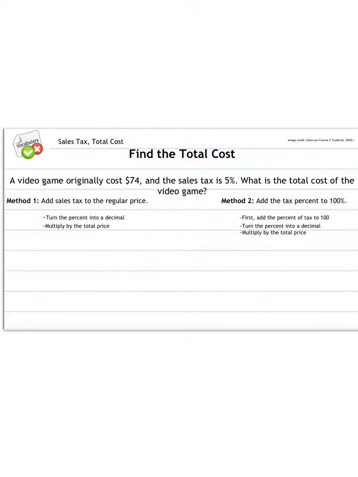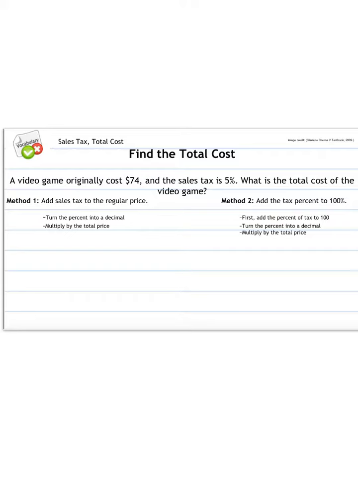Okay, so a couple of vocab words we have here are sales tax and total cost. Sales tax is an extra percent of the price of the item that is added on after. And then the total cost is when you take the sales tax and add it to the original price of the item. That gives you how much the new, full, entire cost is.